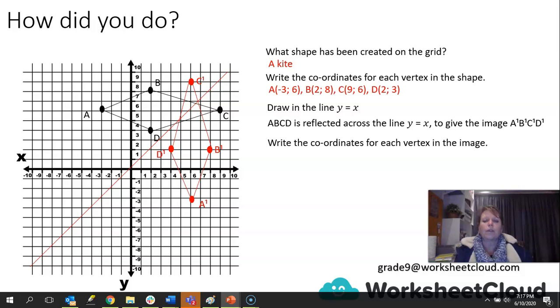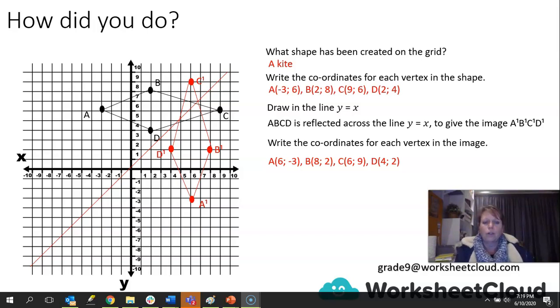All right, what is the next thing that you have to do? You have to now write down the coordinates for each vertex. And as we said, A is 6 and 3, B would be 8 and 2, C would be 6 and 9, and D would be 4 and 2. Sorry, let me correct that one too. I've corrected the coordinates. So D was 2, 4, and now it becomes 4, 2.